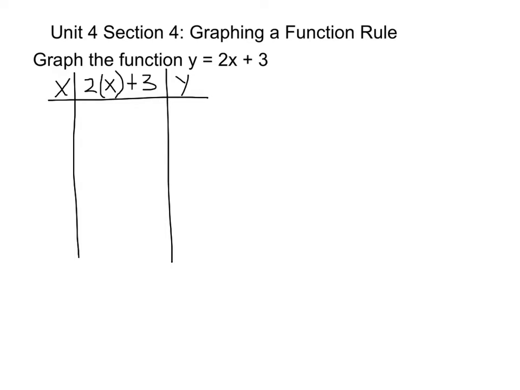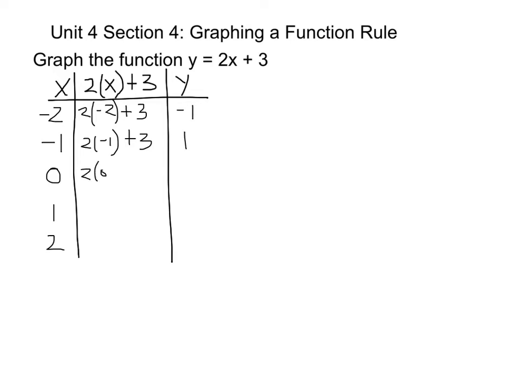So what I'd like you to do is pick these values: -2, -1, 0, 1, and 2. Now, what we've got to do is replace the x with whatever value we've chosen. So for the first one, we've got -4 plus 3, which is -1. The next value I plug in will be 2 times -1 plus 3. So that would be -2 plus 3, which is 1.